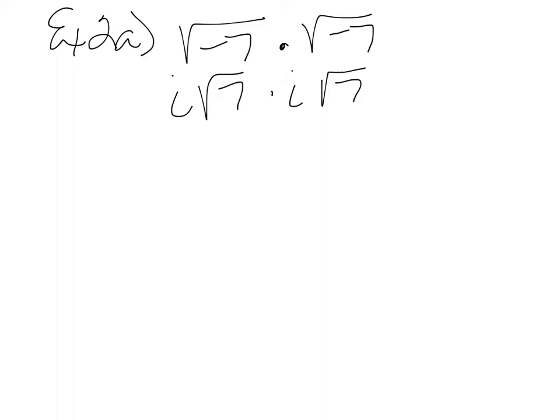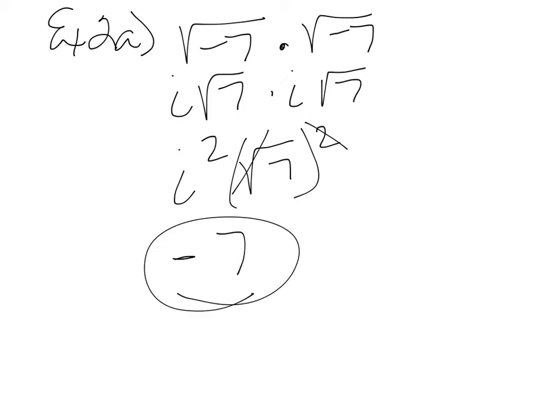Now, i times i is just an i squared. And the square root of 7 squared, check it. The square and the square root cancel, rock on. And what did we just learn i squared was? -1. So we actually have a -7 as our answer.